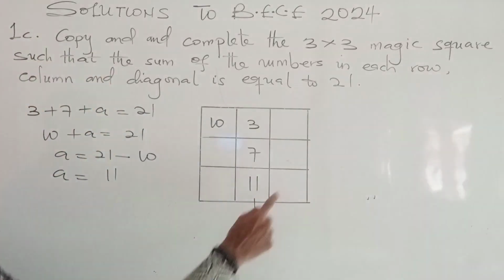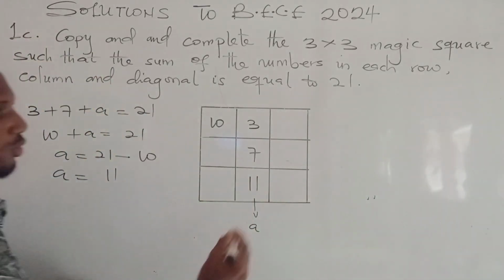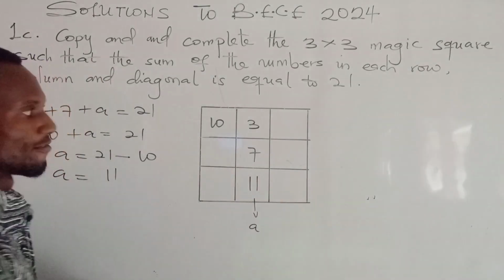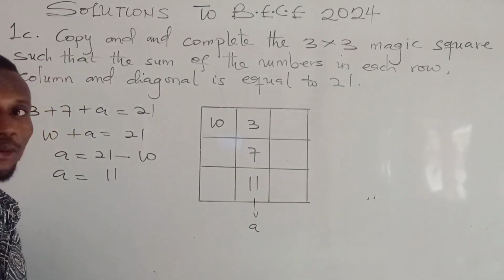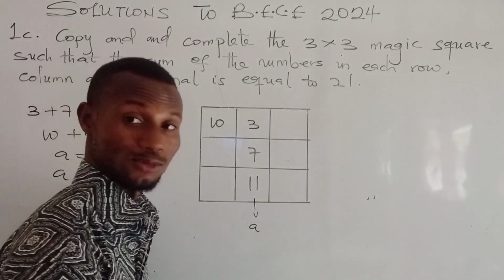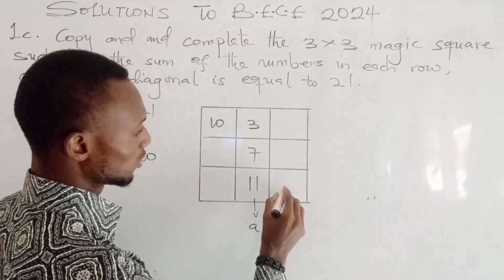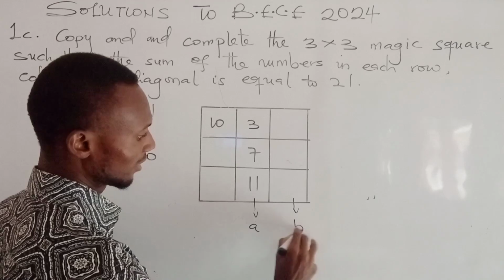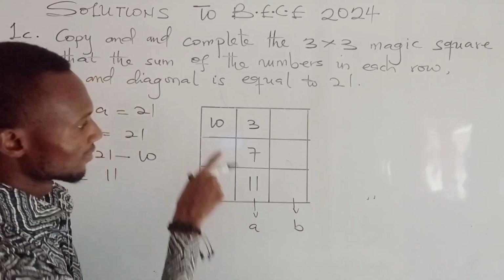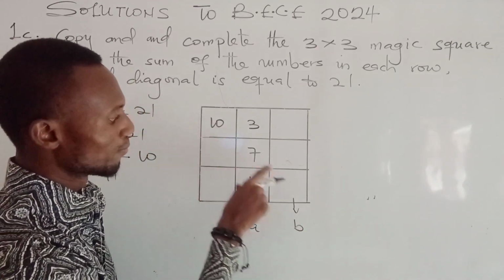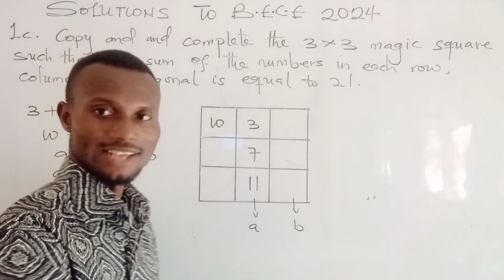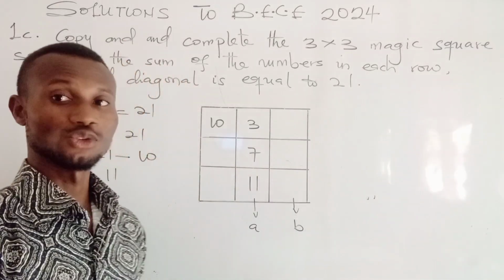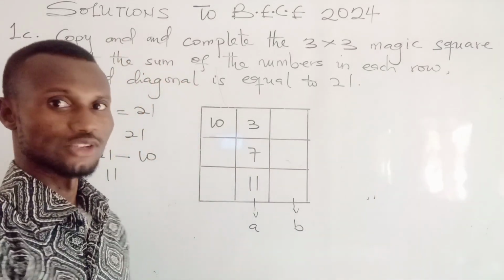Now we can find here as well. So let's go ahead and find this side. I hope you understand up to this point. So I'll represent here by a variable, let's say B. So it means that 10 plus 7 plus B should give us 21. Then we solve for our B. So let's do that.